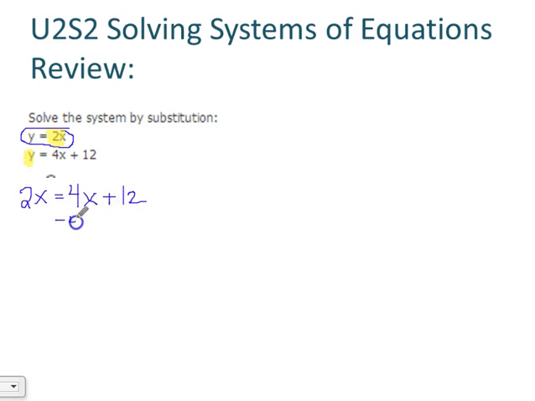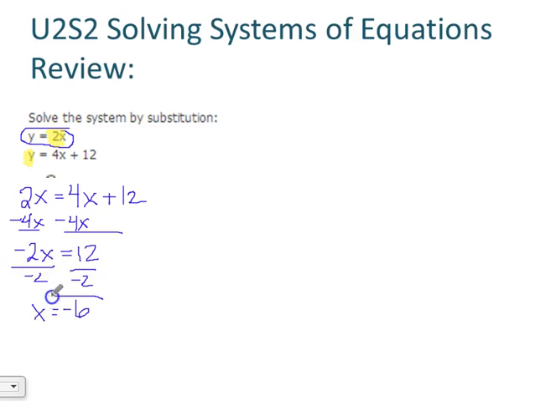So I'm going to start by subtracting each side by 4x to solve for x. I get negative 2x equals 12. Divide each side by negative 2. And I get x equals negative 6. So I've solved for x. I'm not done yet. I still need to solve for y.